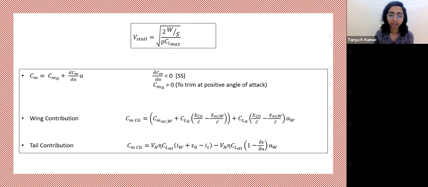What will it affect? It will affect the stability. Where do you see VH here? You have VH here and here. This is the CM naught contribution of the tail, and this is the CM alpha contribution of the tail. So changing VH affects these two parameters. Increasing VH increases the CM naught contribution of the tail, and contributes towards a steeper slope. So VH only affects the longitudinal stability. It does not affect the stalling speed.